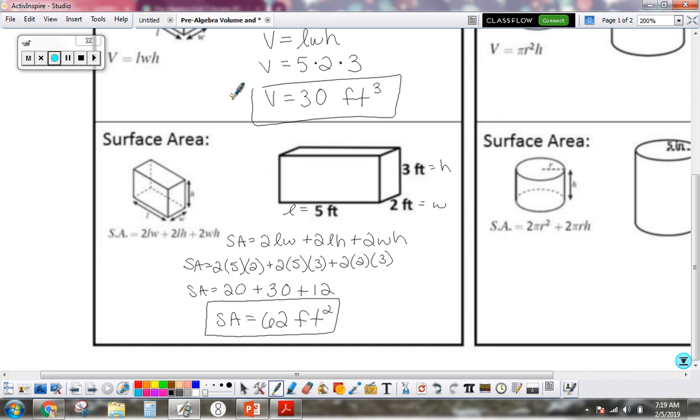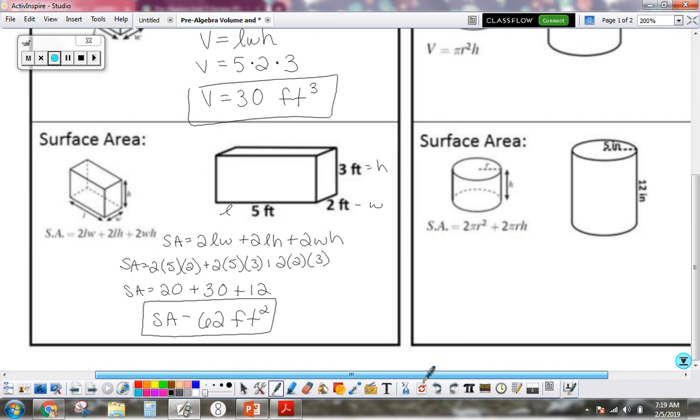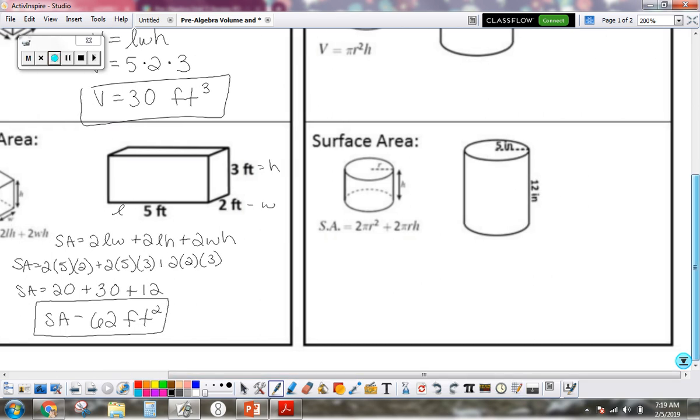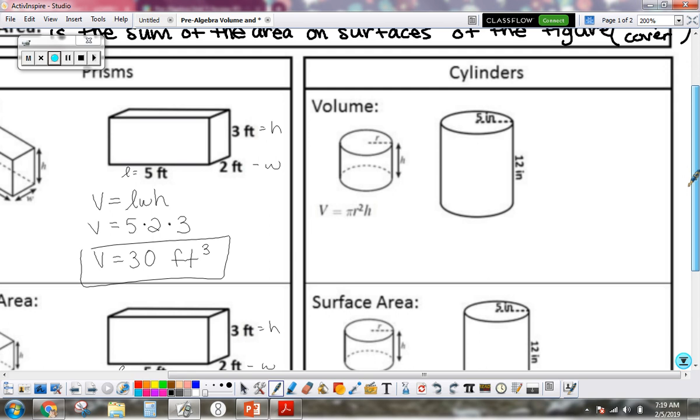So simple enough. You should have done this already, so that's a review. You may have already done cylinders, but we are going to cover that today too. You should have already done cylinders. So, cylinders. These are like your soup cans, a Pringles can.